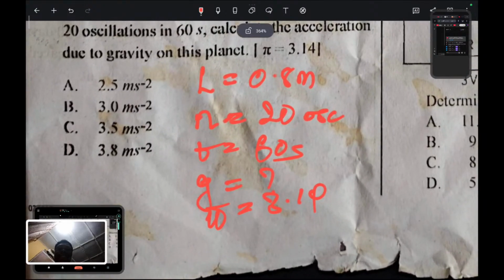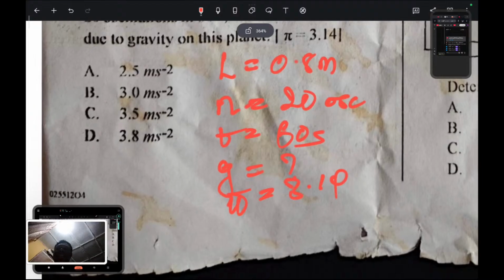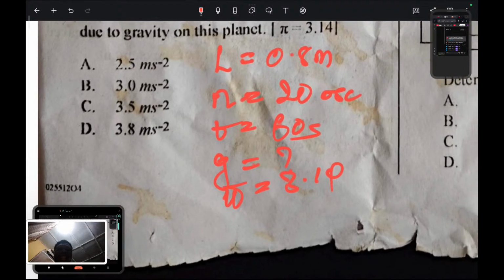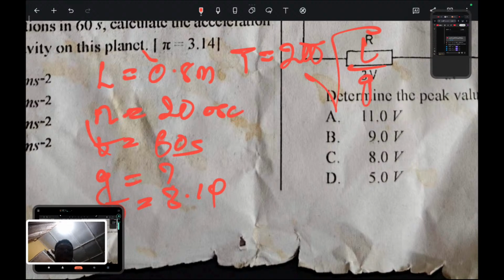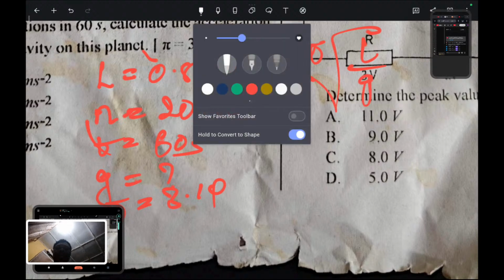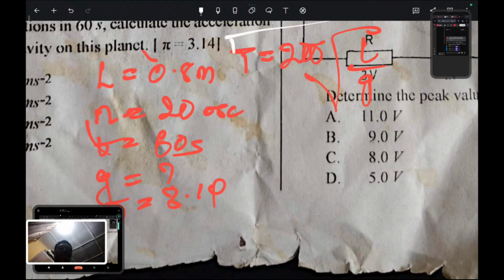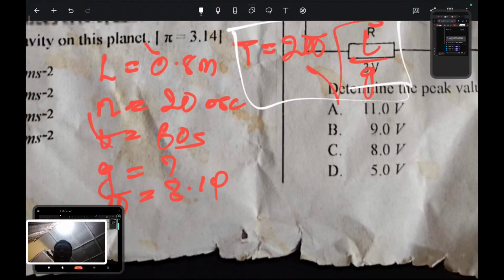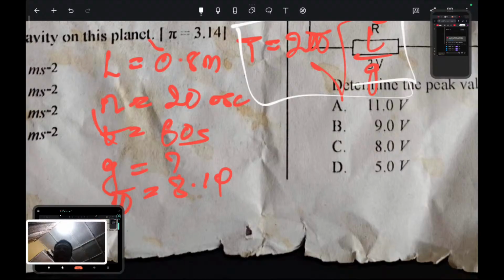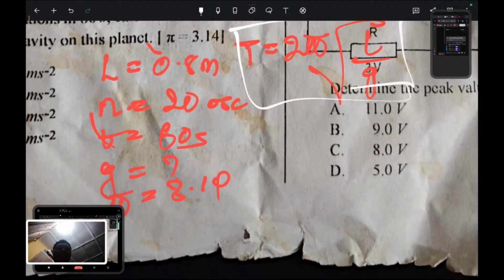I believe in your SS2, there is this practical you did under pendulum, and there is a formula you were given, which has these parameters. Which formula is that? T equals 2 pi square root of L over G. This is your formula. Because you have pi, you are looking for G, you have L, but the number of oscillations is given to you, and time is given to you, and you have T here.